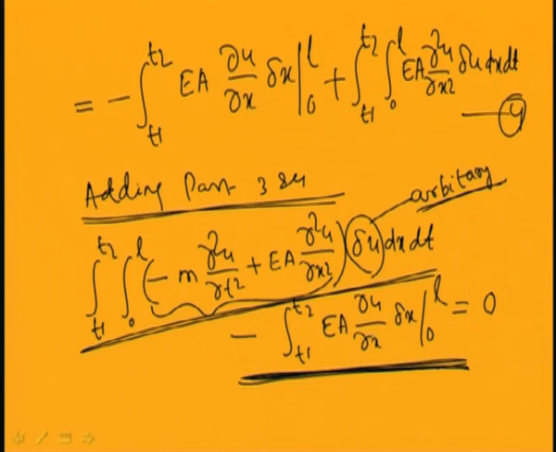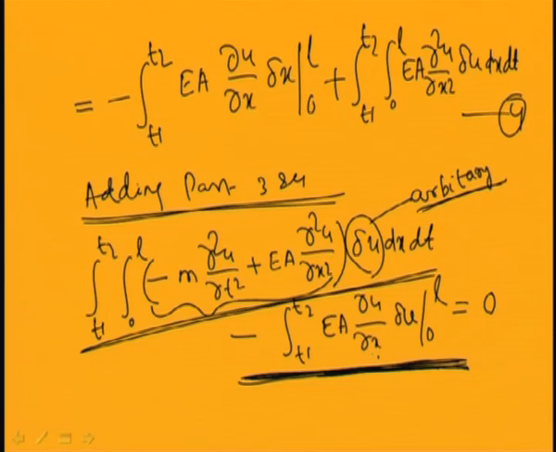So, in this case you can note that either this E A del U by del x equal to 0, or this del u equal to 0, or both are 0 at L or 0 to satisfy this equation. So, to satisfy this condition, E A del u by del x will be equal to 0, or del u by del x will be equal to 0, that means the slope equal to 0, or the displacement equal to 0.